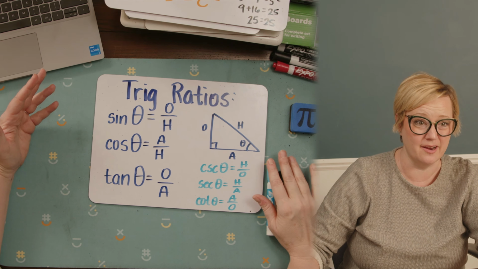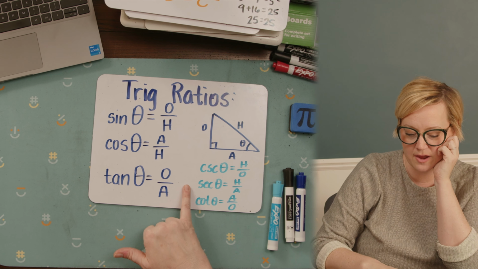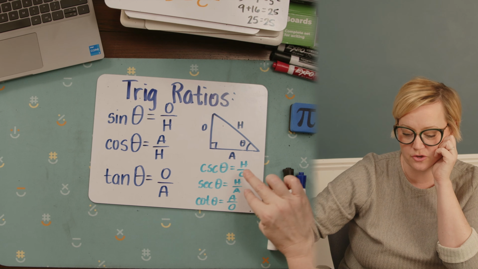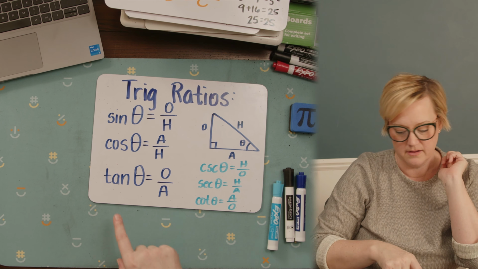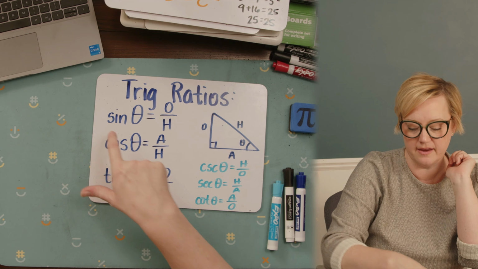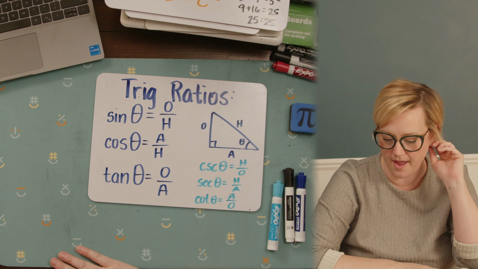If anybody has a mnemonic or anything, I'm all for it. But yeah, that's just kind of the way that I think about it, is that you're flipping the ratio. So cosecant doesn't go with cosine, right? Cosecant goes with sine. Secant goes with cosine. But that's just kind of how I remember it.